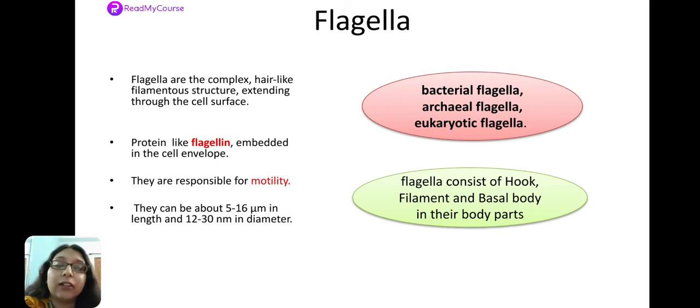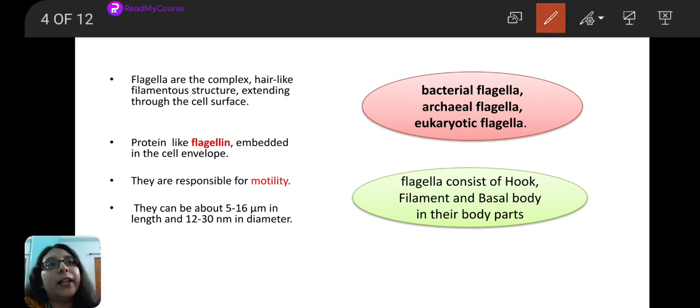Now, flagella can be of three types. One is bacterial flagella. Yes, flagella is an organelle which is present in both prokaryotic and eukaryotic cells. So it is present in bacteria, though their structures are different from one another, but they are present in both eukaryotic and prokaryotic cells. So we have bacterial flagella, we have archaeal flagella, and we have, of course, the eukaryotic flagella. But remember, cilia is not usually present in prokaryotic type of cells.